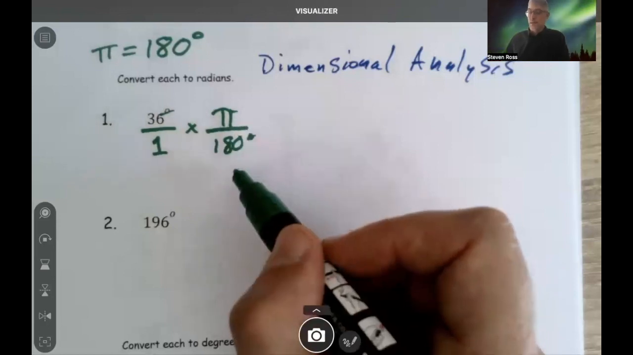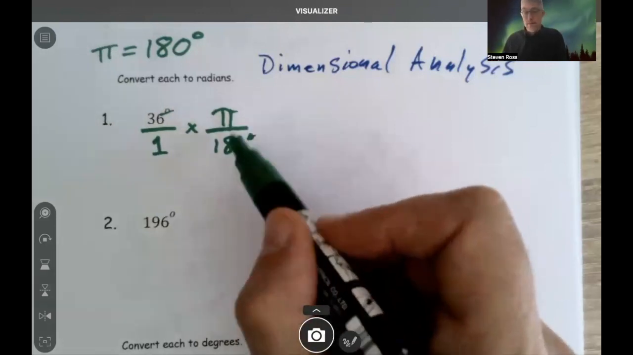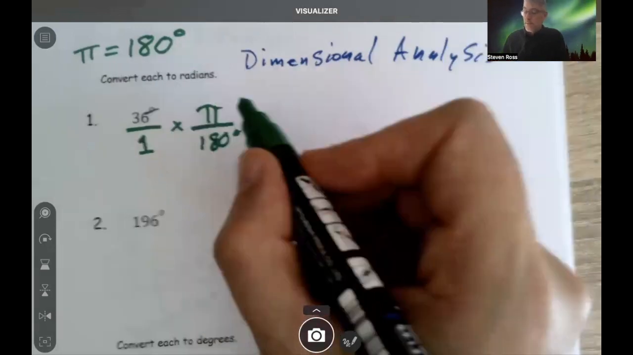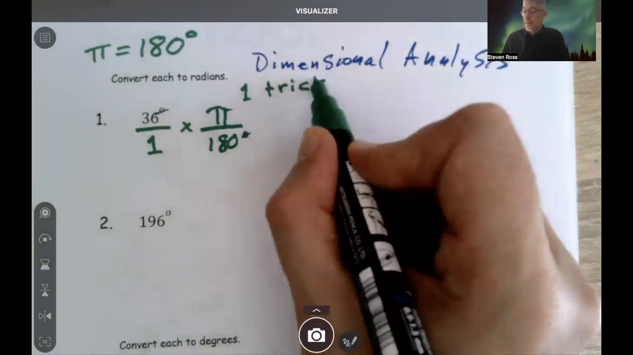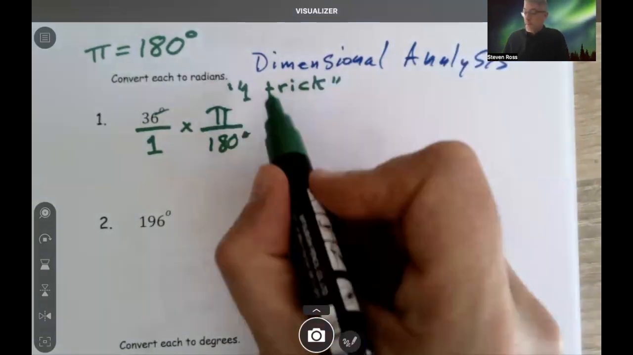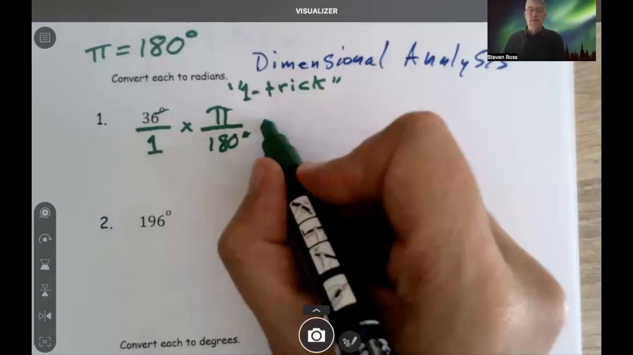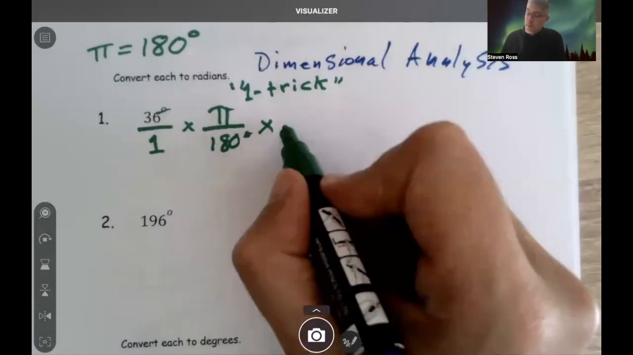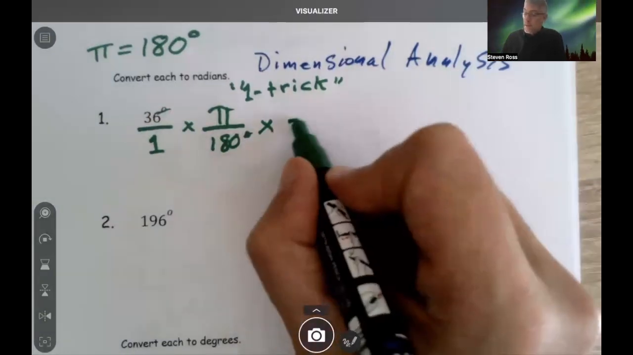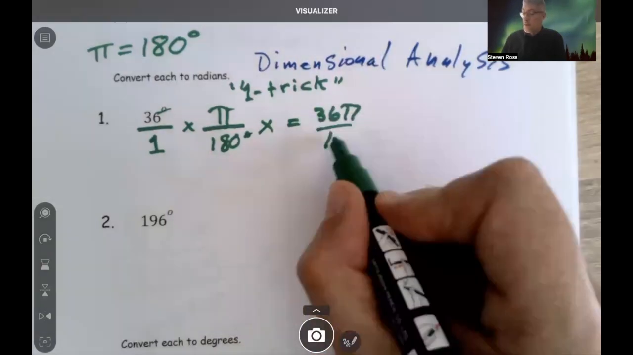So in a sense, if we put the same thing in the numerator and denominator, they are equal. It's kind of like multiplying by 1. I'm going to call this the one trick, and the one trick works because we're basically multiplying by 1. And when we multiply by 1, we aren't changing the value of anything. So I'm going to start by multiplying. That's equal to 36 pi over 180.